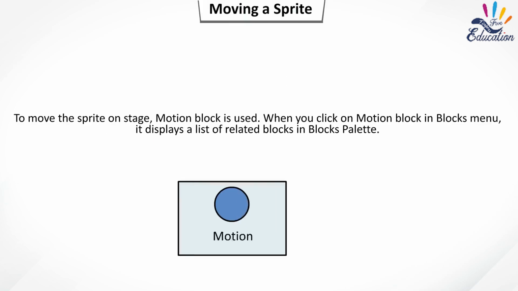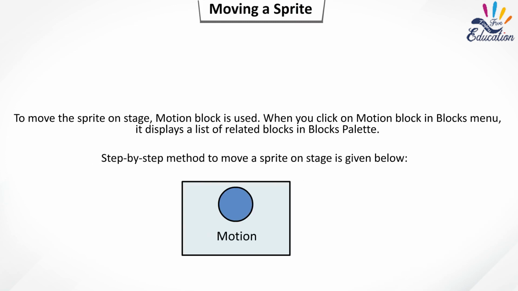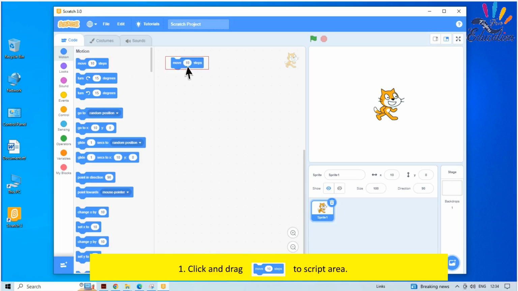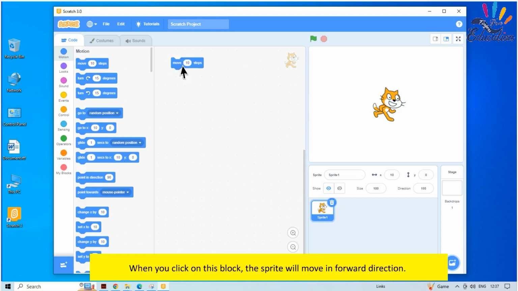Moving a sprite. To move the sprite on stage, motion block is used. When you click on motion block in blocks menu, it displays a list of related blocks in blocks palette. Step-by-step method to move a sprite on stage is given below. Click and drag move 10 steps to script area. When you click on this block, the sprite will move in forward direction.